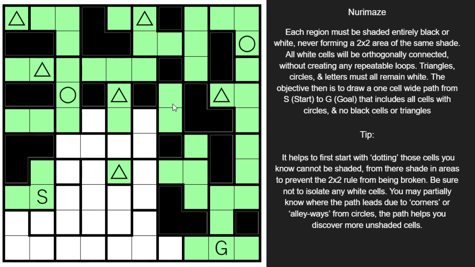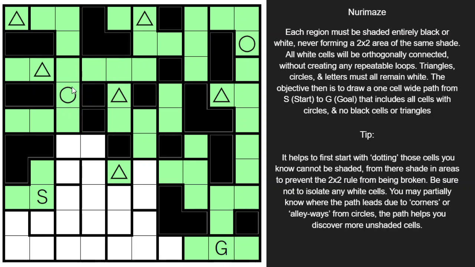Now, this group of unshaded cells here has to escape. If we make this black, we've isolated it. So we have to make that unshaded. We've created this little elbow here. So we know now this is shaded. Now, if we think about this cell here, if we make this unshaded, we've created a loop of unshaded cells. You can't have that. Basically, all of the unshaded cells are going to be orthogonally connected without creating any loopable areas. So this has to be unshaded.